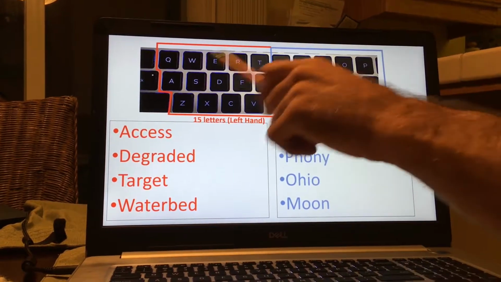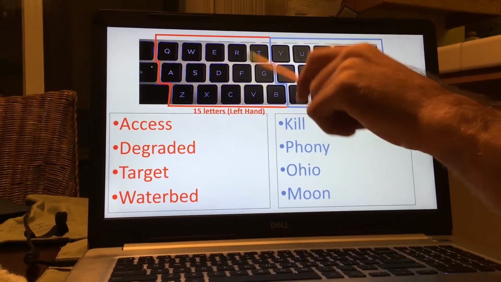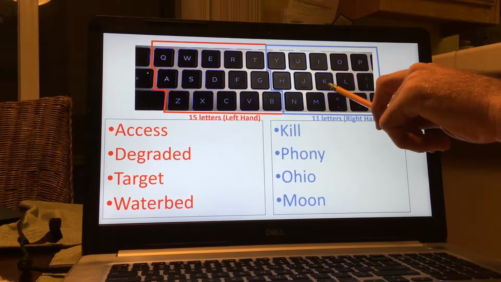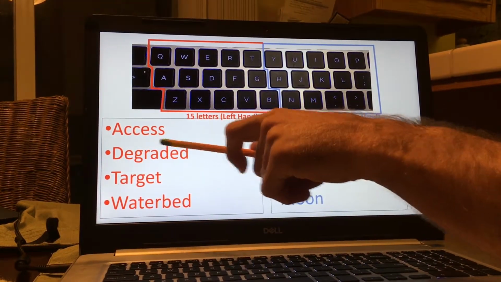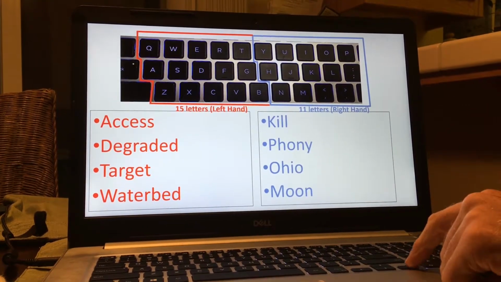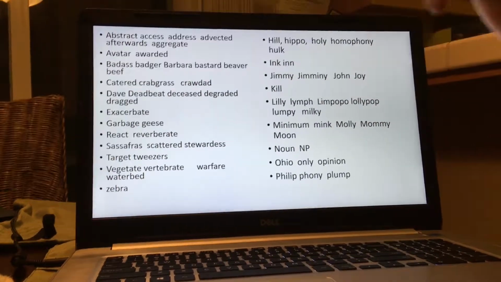So I've partitioned the keyboard if you're a touch typist. These 15 letters your left hand is responsible for. These 11 letters your right hand is responsible for. So on all the pages, you can type in all these words using only your left hand and all these words using only your right hand. And here's some more words.